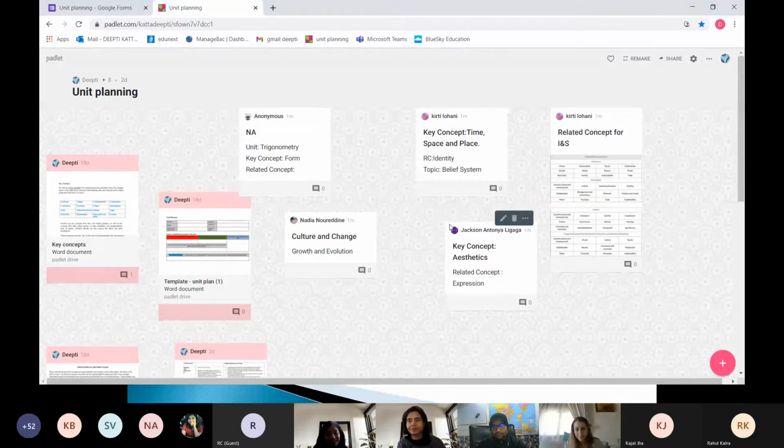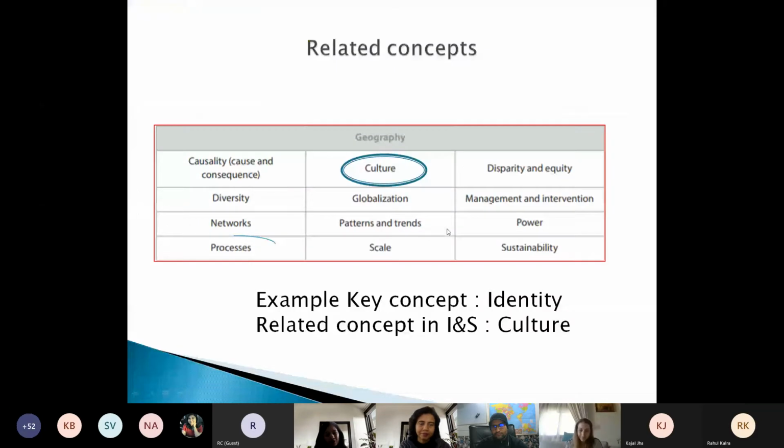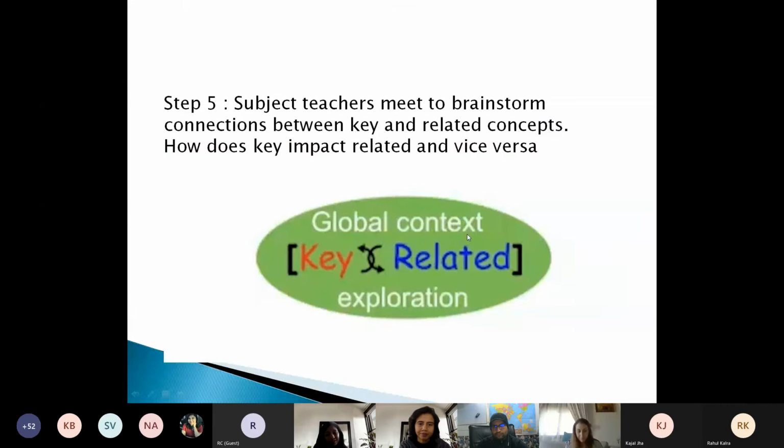Once you have selected the key concept, as I said, try to think of the relationship that should make sense between the key and the related. That means how does the key impact the related, and vice versa as well. If they are totally unrelated, then it would not make sense. There has to be a meaningful relationship between the two.